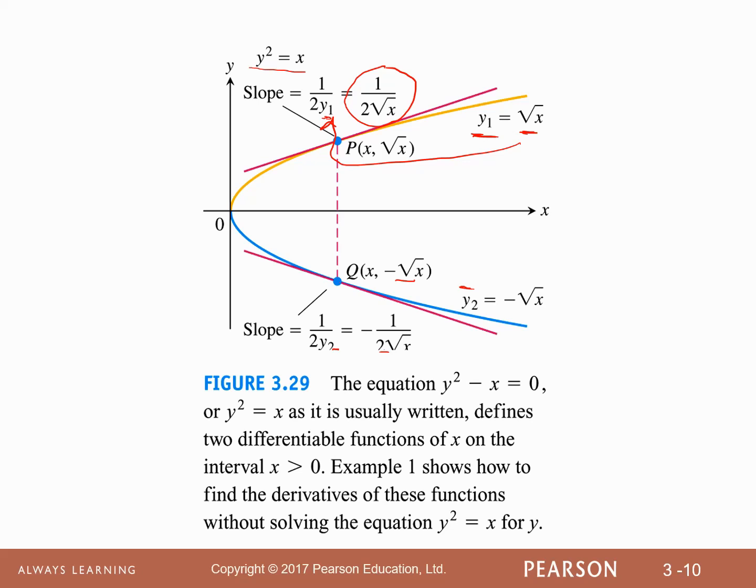So the equation y squared equal to x, y squared minus x equal to 0, or y squared equal to x as it's usually written, defines two differentiable functions on the interval x greater than 0. Example 1 shows how to find the derivatives of these functions without solving the equation y squared equal to x for y. We don't solve the equation for y.